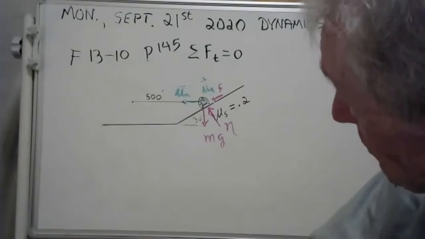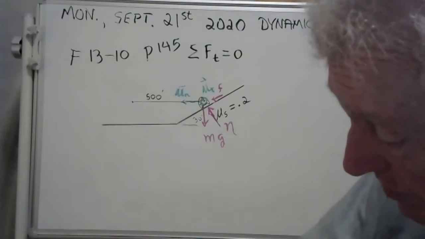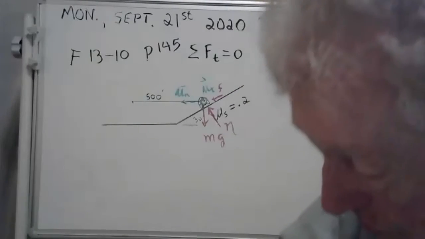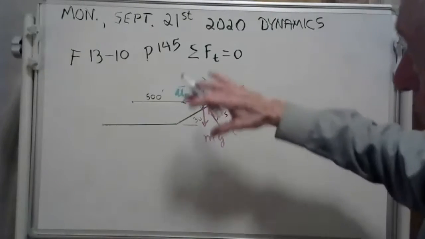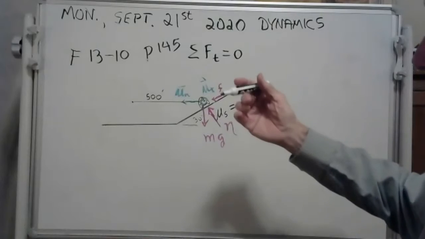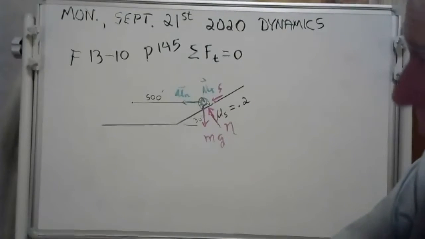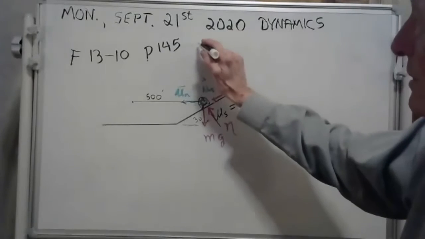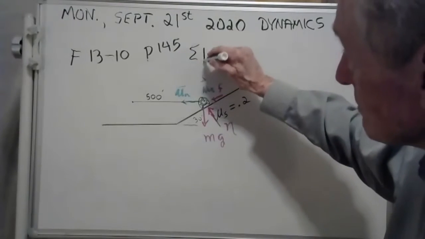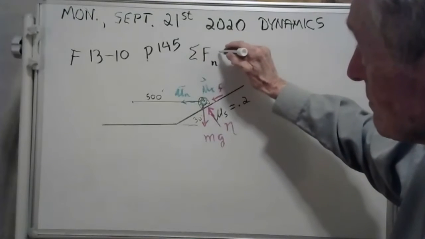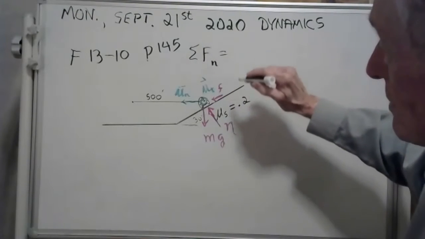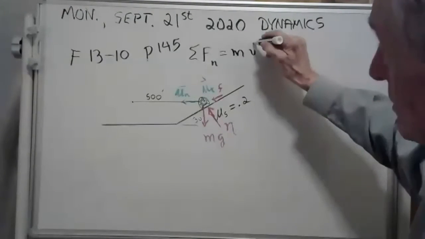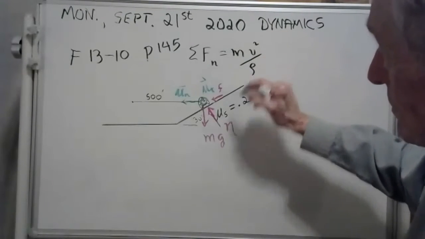Now it's got normal acceleration. The acceleration is not zero. The vector acceleration is not zero because you have normal acceleration. But I don't think you have any tangential. Now let's do the normal acceleration. Here goes. Newton's second law in the normal direction. Of course, you know what that's going to be. That's going to be the mass times v squared over rho.